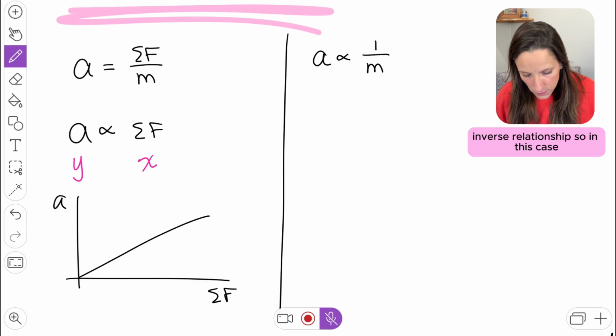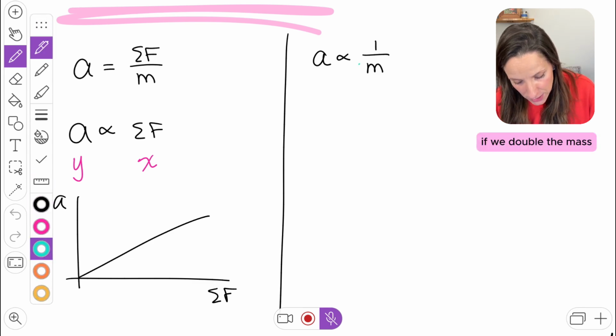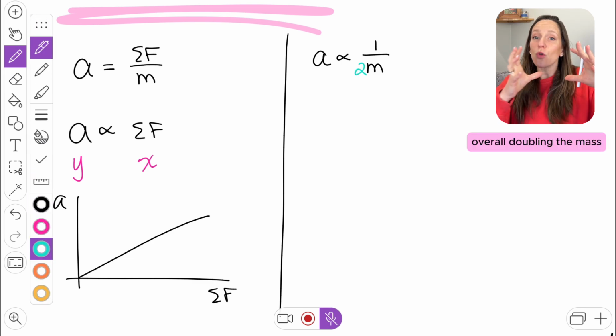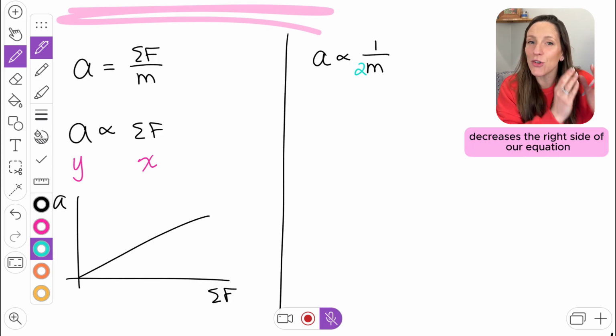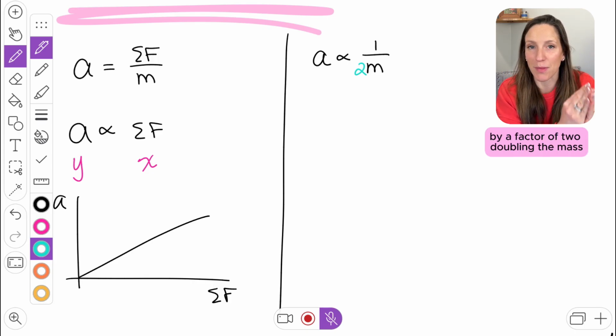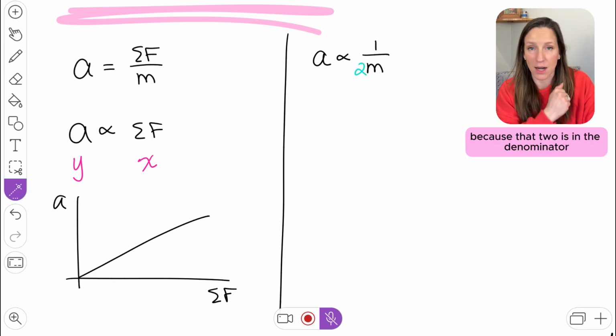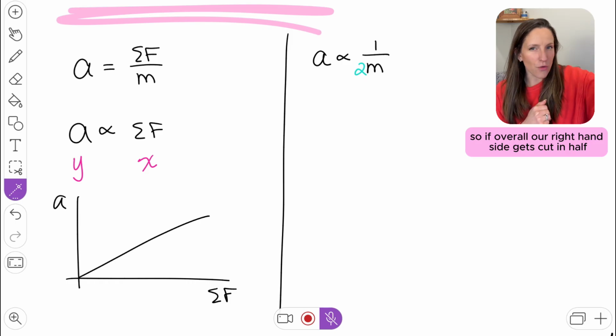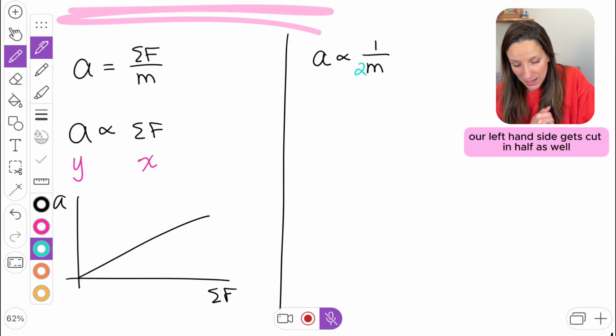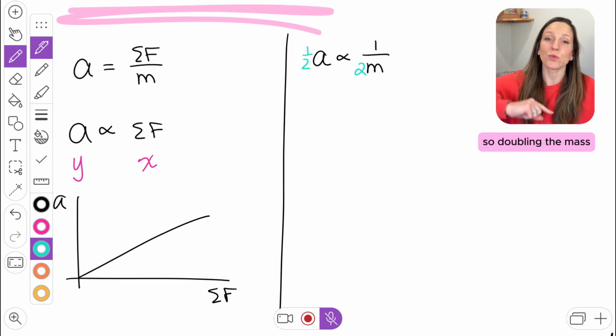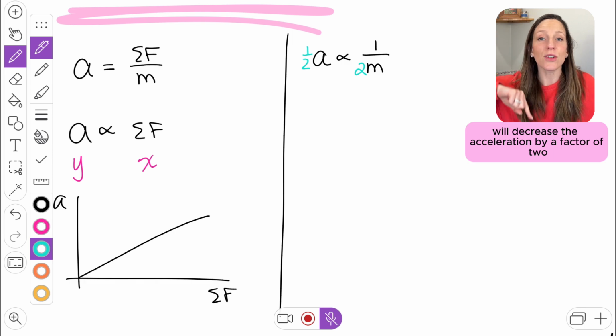Inverse relationship. So in this case, if we double the mass, overall, doubling the mass decreases the right side of our equation by a factor of 2. Doubling the mass cuts the right side of our proportionality in half because that 2 is in the denominator. So if overall our right-hand side gets cut in half, our left-hand side gets cut in half as well. So doubling the mass will decrease the acceleration by a factor of 2.